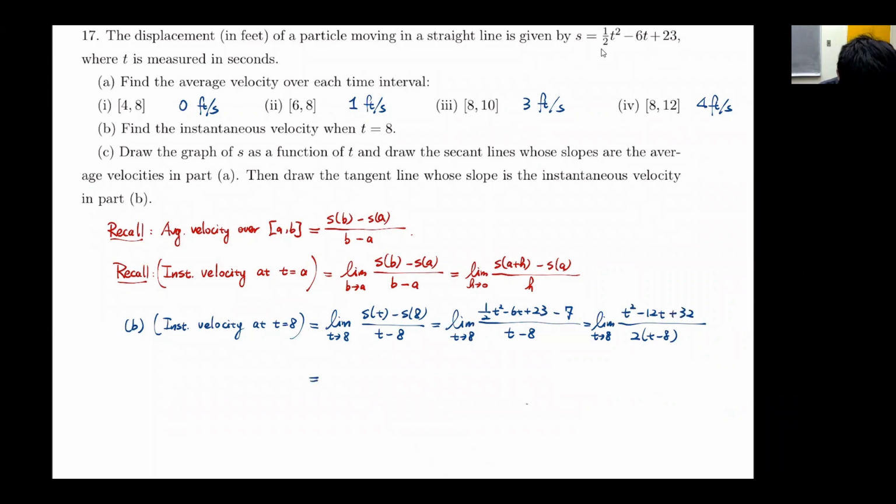And the numerator can be easily factorized as t minus 4 times t minus 8. Together with the 2t minus 8 in the denominator, you can get rid of the common factor t minus 8. And the answer will be 1/2 times t minus 4. As t approaches 8, the whole thing will approach 8 minus 4 divided by 2, and the answer is going to be equal to 2. All right, so the unit is feet per second. So the answer to part B is just 2 feet per second.